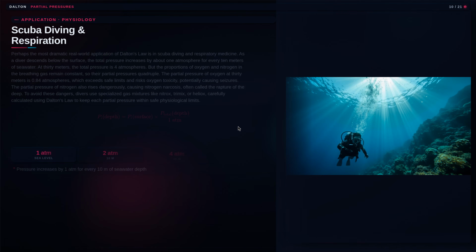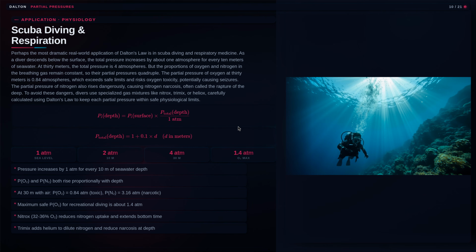Perhaps the most dramatic real-world application of Dalton's law is in scuba diving and respiratory medicine. As a diver descends below the surface, the total pressure increases by about 1 atmosphere for every 10 meters of seawater. At 30 meters, the total pressure is 4 atmospheres. But the proportions of oxygen and nitrogen in the breathing gas remain constant, so their partial pressures quadruple.